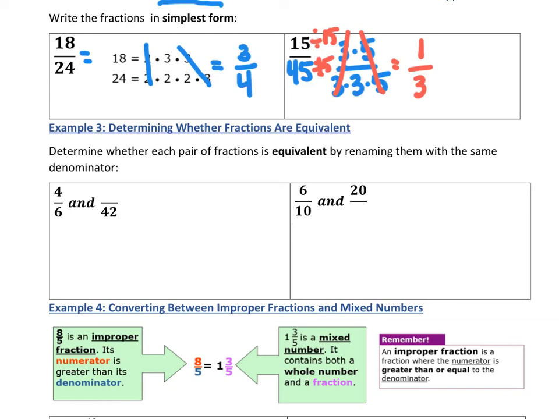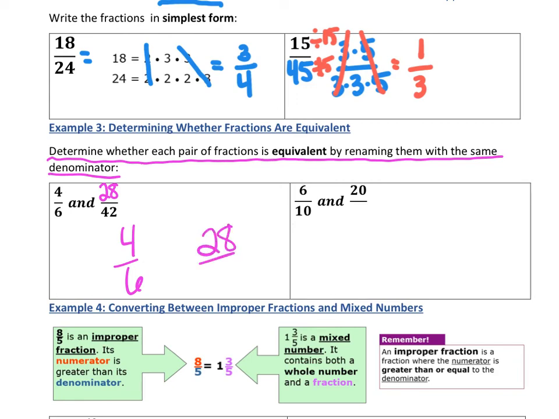Now we're on example 3. We're going to fill in the missing number with a 28. We want to determine whether each pair of fractions is equivalent by renaming them with the same denominator. So we have 4 over 6 and we have 28 over 42. We want to know if these are equivalent.